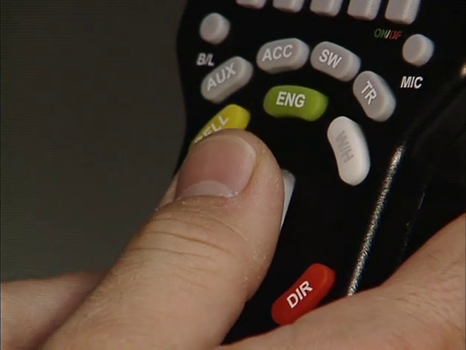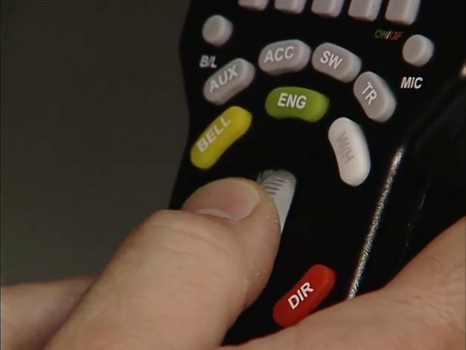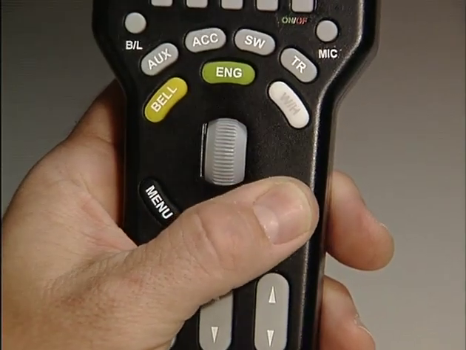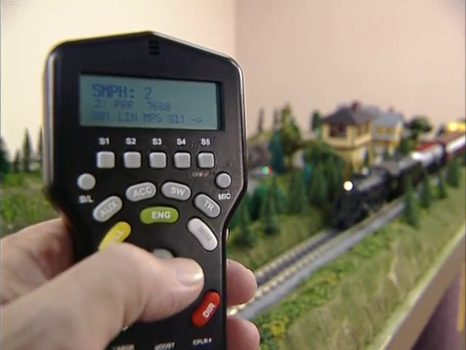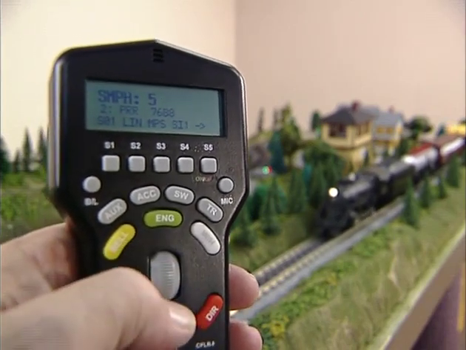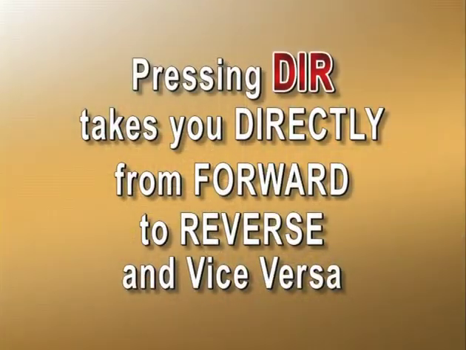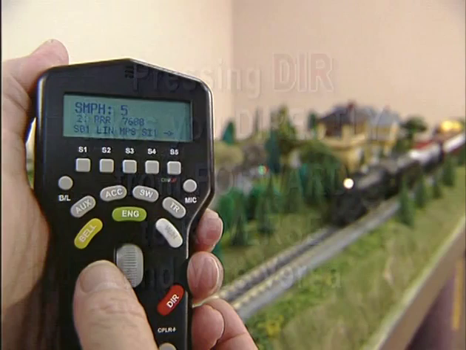You can also scroll the speed back to 0 scale miles per hour, press DIR, and then roll the thumb wheel to the desired speed in the new direction. Pressing direction once takes you directly from forward to reverse and vice versa.